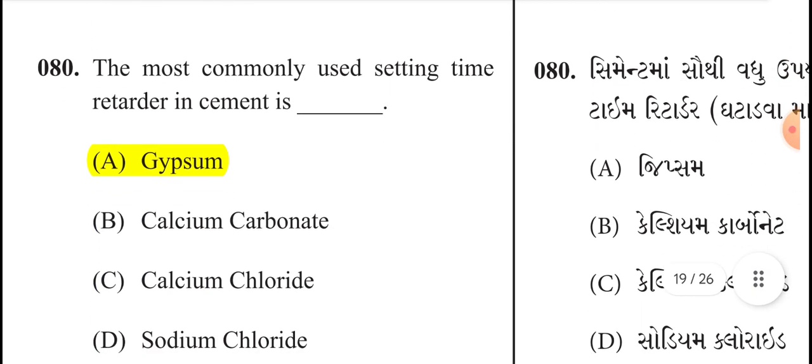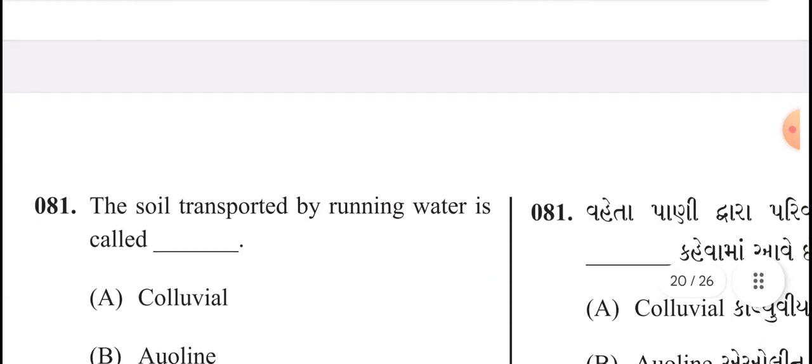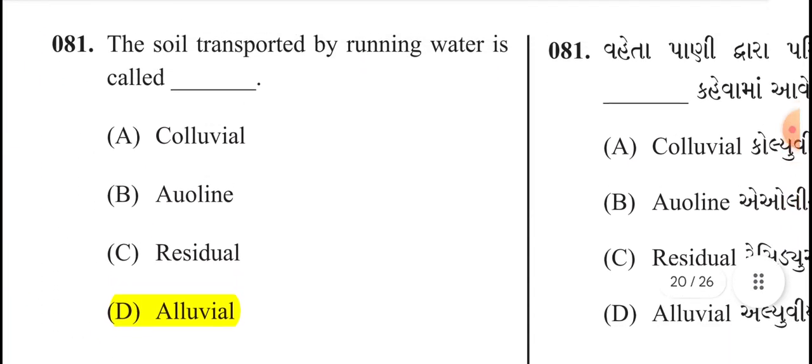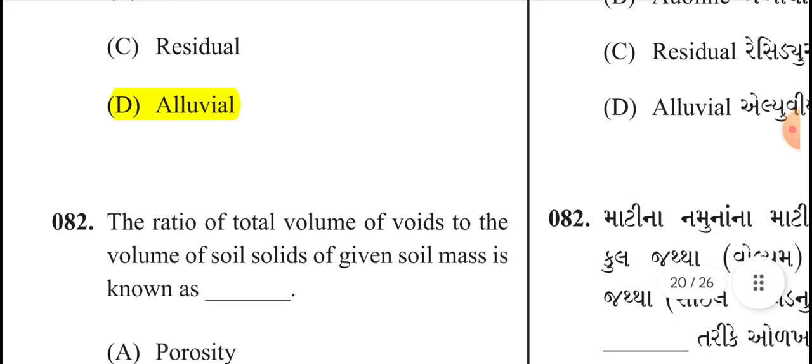The most commonly used setting time retarder is gypsum. The soil transported by running water: running water means alluvial. Options: aeolian, residual, alluvial. Okay, alluvial.